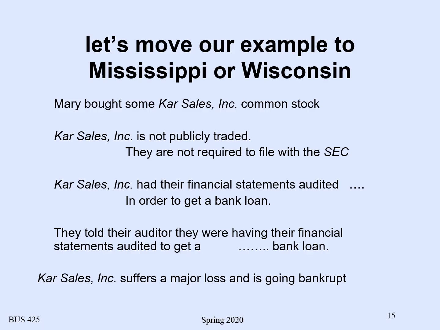Well, let's move our example to Mississippi. There's only two states that adhere to the foreseeable user theory, Mississippi and Wisconsin. So we'll pick Mississippi. Mary resides in Mississippi. Car Sales Inc. resides in Mississippi. The transaction occurred in Mississippi. Mary bought some common stock in Car Sales Inc. Car Sales Inc. is not publicly traded or required to file with the SEC. Car Sales Inc. told their auditor they were having their financial statements audited to obtain a bank loan. Car Sales Inc. suffers a major loss and is going bankrupt.